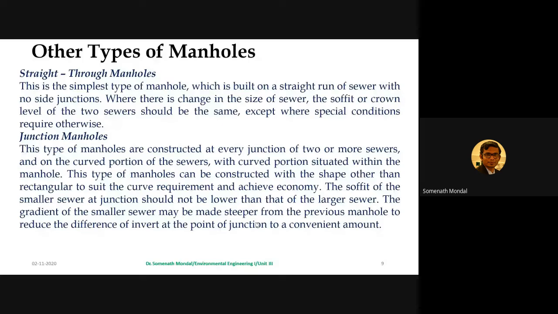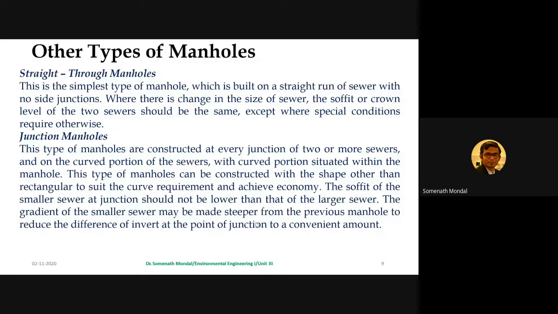So where there is change in the size of sewer, the soffit or crown level of the two sewers would be the same, except where special conditions require otherwise. So this is very important to remember. So straight through manholes are provided when you need only to change the diameter of the pipe, and there is no provision of connecting any other sewers coming from lateral direction.